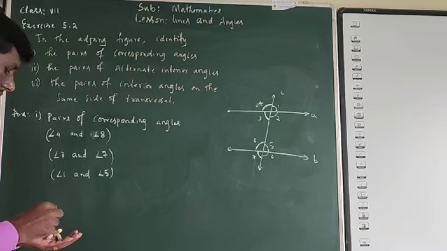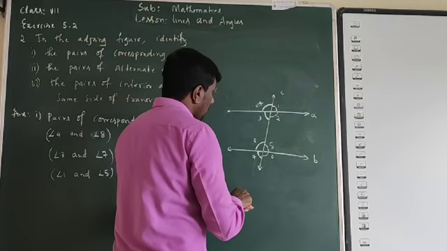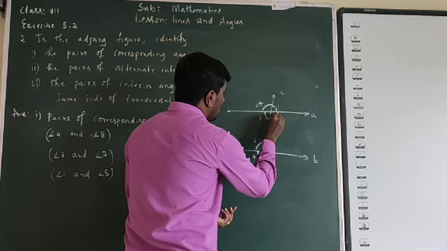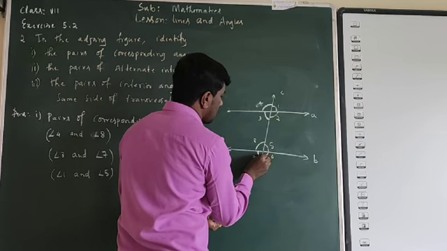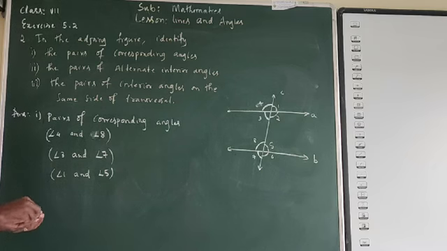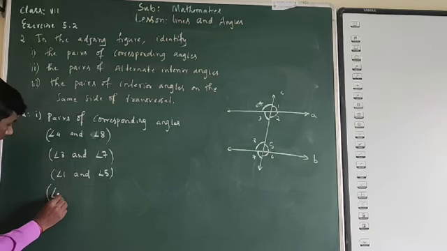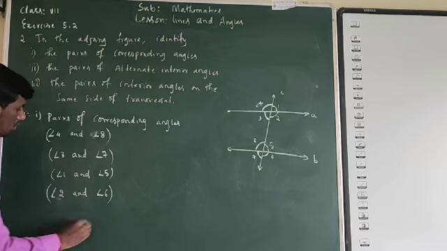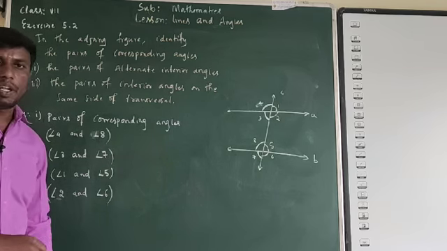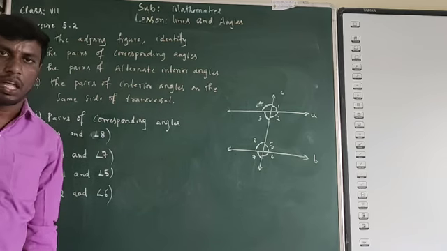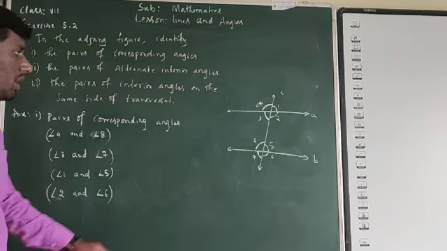Correct? Then angle 2 and angle 6. Angle 2 and angle 6 is another pair of corresponding angles. Now these four are the pairs of corresponding angles. Okay, understood, pairs of corresponding angles.